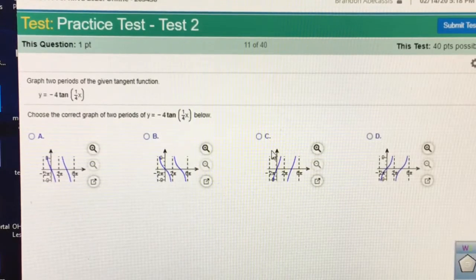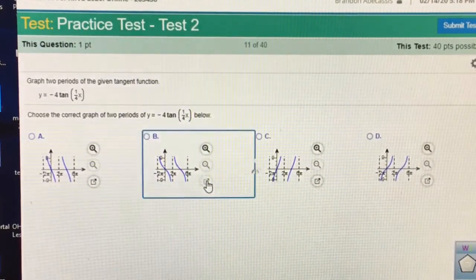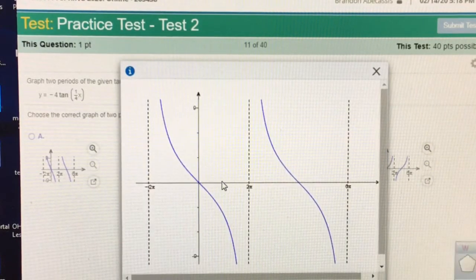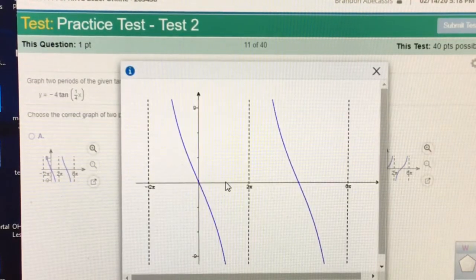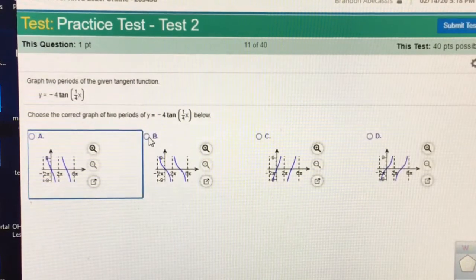So right now I know it can't be C or D. I'm going in the incorrect direction. Let's take a look at B. That's halfway. That's like 3, 6, 9. It might be B. Oy, these are difficult. This goes over to pi and then goes way down here to like 8. No. It's gotta be B.